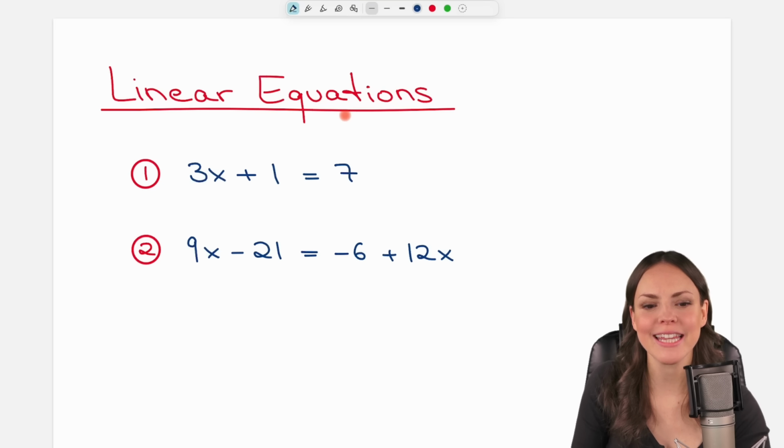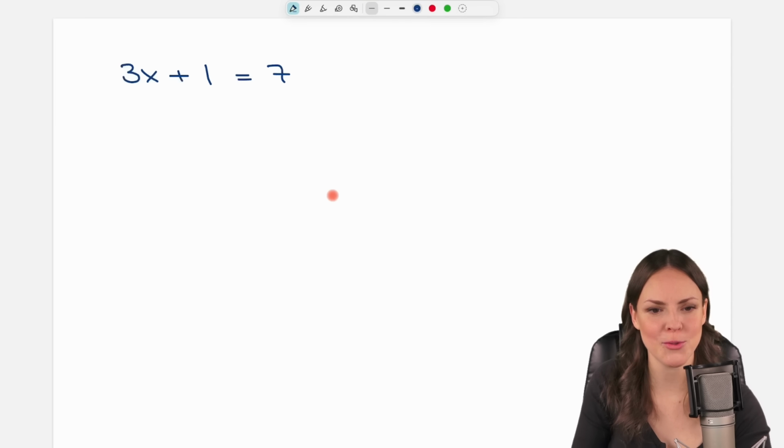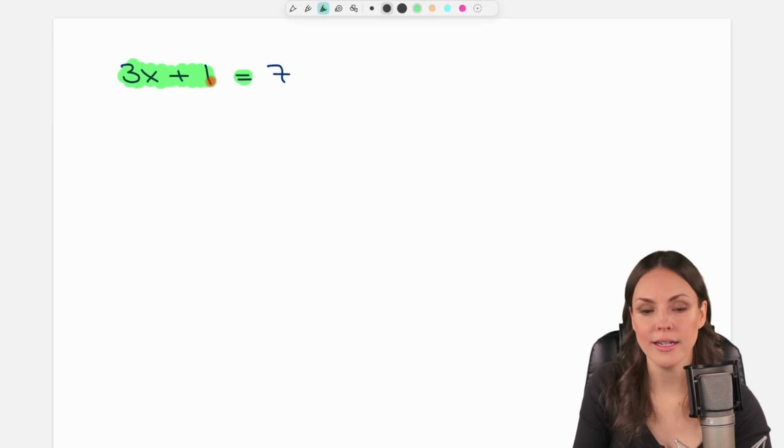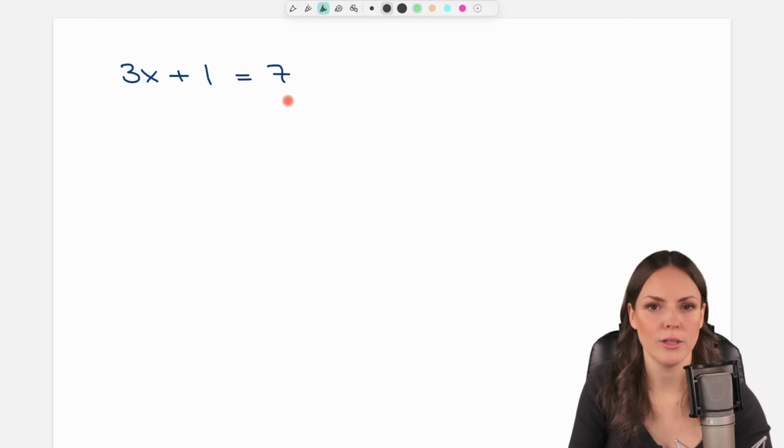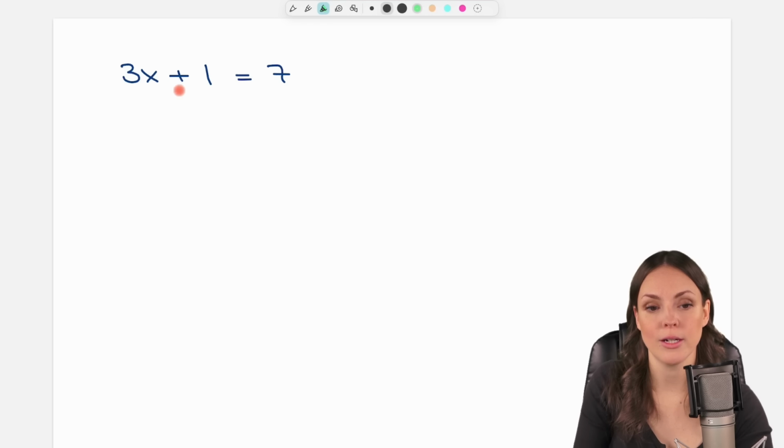We're going to take a look at these two examples together, so let's start with the first one. This is our equation. We have our equal sign here. We have something on the left side of the equation, and we have something on the right side of the equation. And our goal is to solve this equation for x.